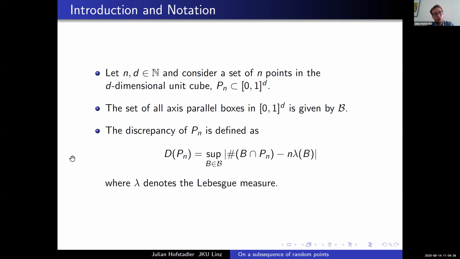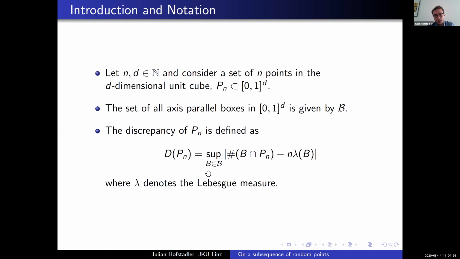So let's start with the notation. We will always have a look at the d-dimensional unit cube and point sets. I will denote them by Pn. They contain exactly n points. We consider the discrepancy with respect to axis parallel boxes. They will be denoted by this fancy E. And the discrepancy is given in the unnormalized version.